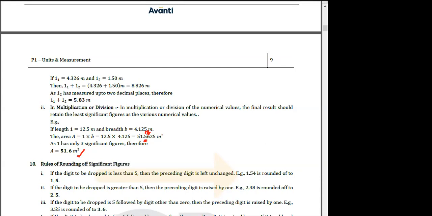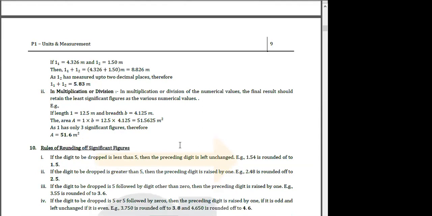Okay. Right. Very good. So I guess this is clear. This will be followed for division also, for both multiplication and division. Right? Now, let us see some rules of rounding off.